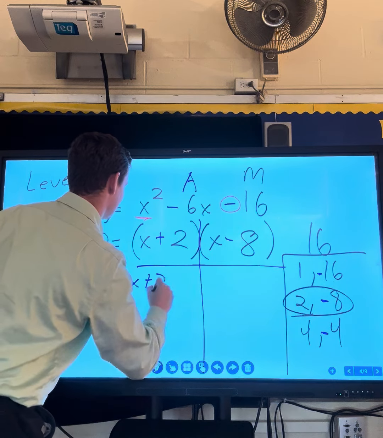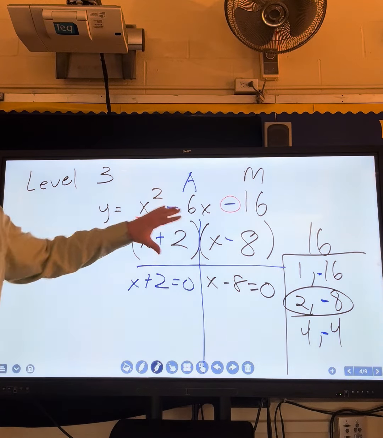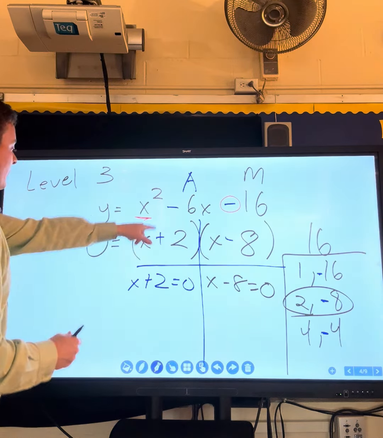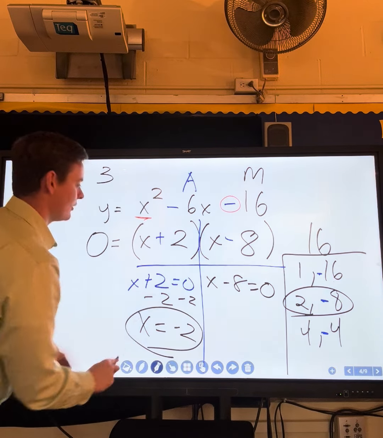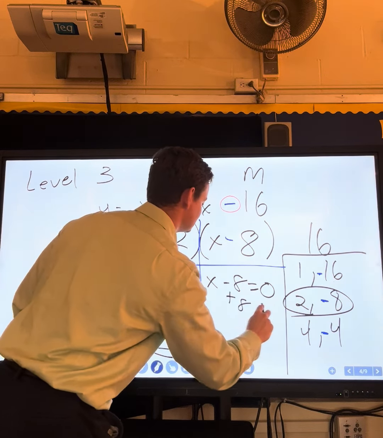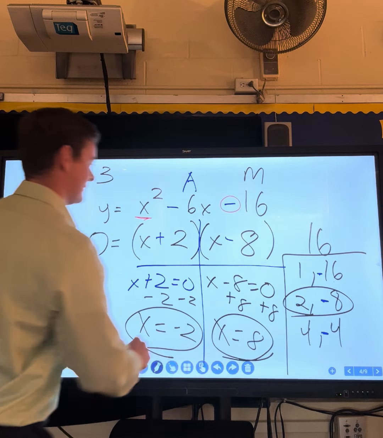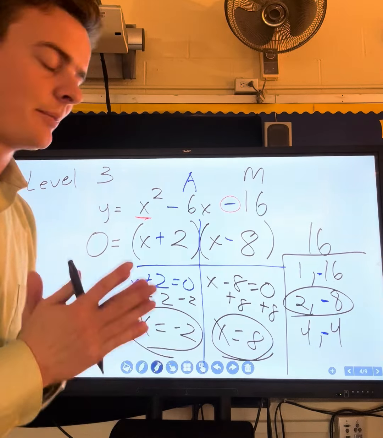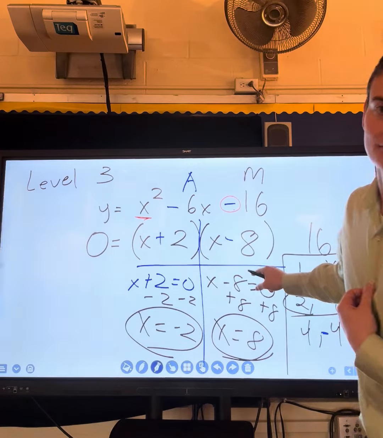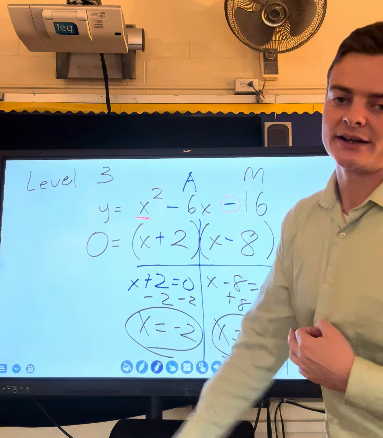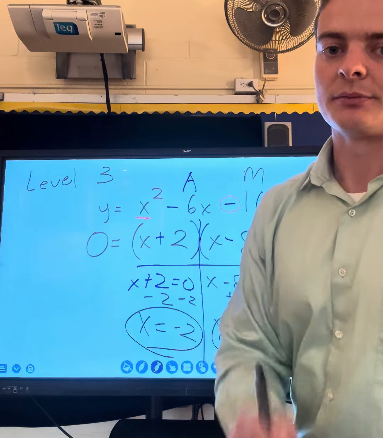X plus 2 equals 0, x minus 8 equals 0. When does each of those factors equal 0? When does x plus 2 equal 0? When x is negative 2. When does x minus 8 equal 0? When x is 8. Okay. Important part there was I saw I had a negative in the end, which means I must have one positive, one negative. And in order to add to a negative, the bigger one must be negative. And I kind of just pieced together the puzzle from there.